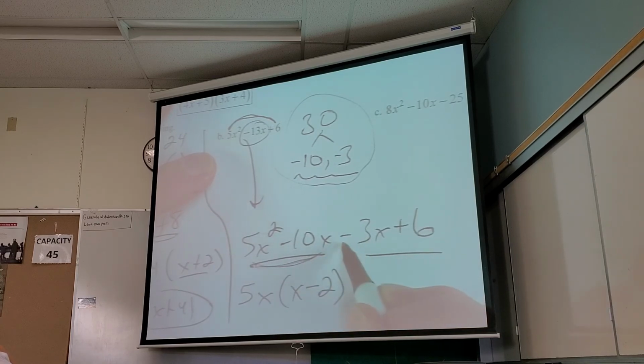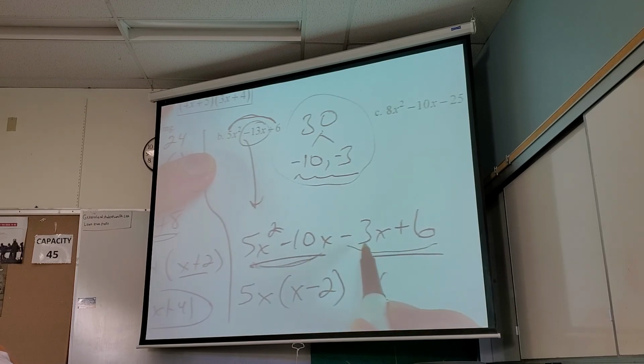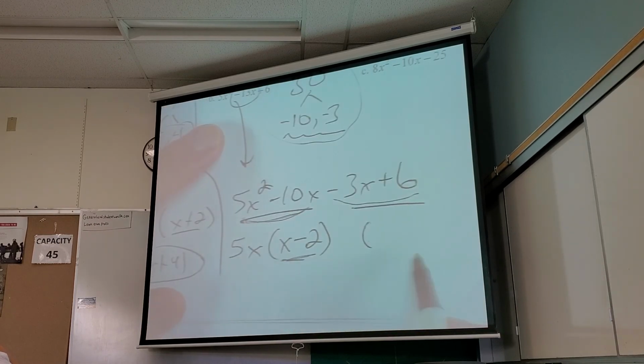Now, what's got to come out of here? Good. I've got to take a negative 3 out. How do I know that? I know this has got to be the same as this. I know this has got to start with x. I've got to take a negative 3 out to make that happen. And what's 6 divided by negative 3?